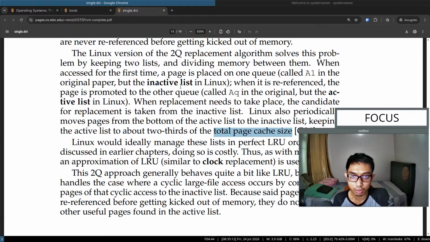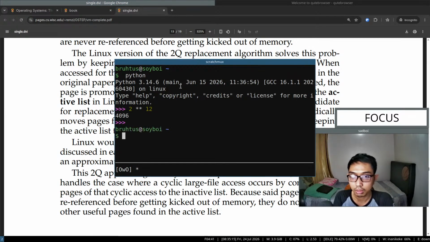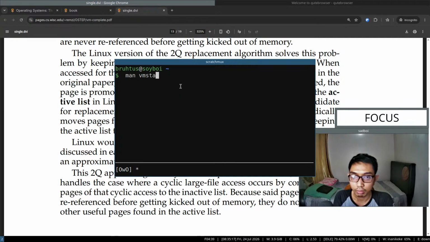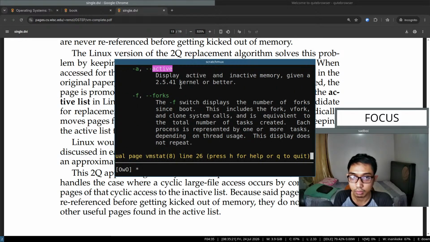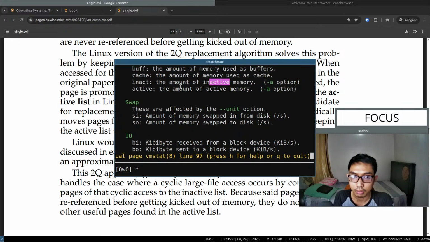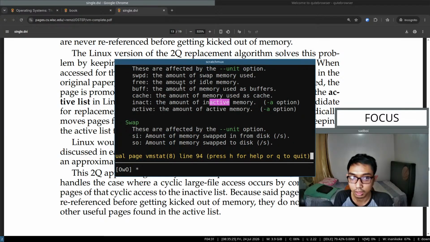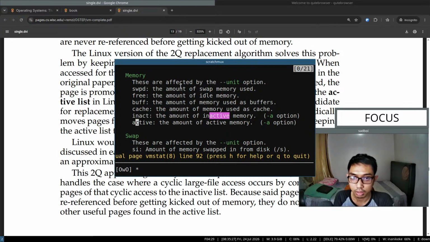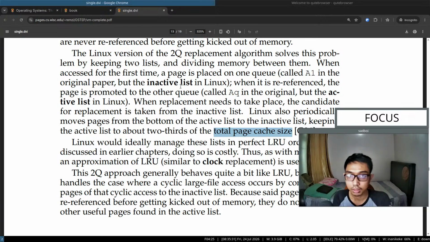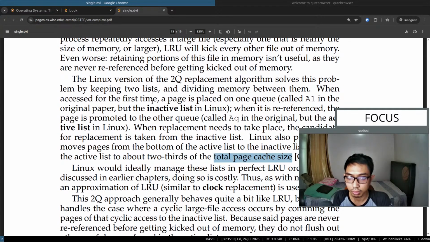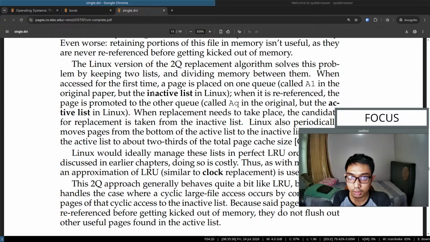This reminds me of the, what is it called? VM stack, I guess. Previously there is the active and inactive memory. Maybe this is what it means. The inactive list and the active list.